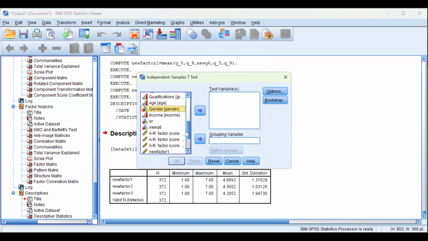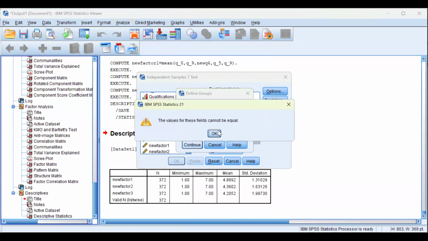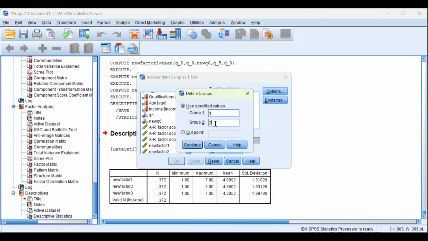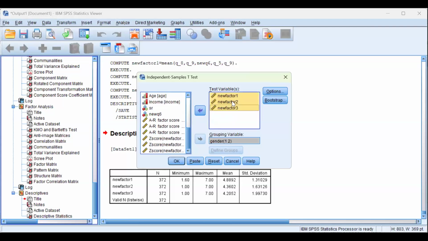So what you do is, you take gender, define groups, say 1 and 2, continue. Right? And what are the 3 factor scores which you are considering? New factor scores for this. So you're checking the mean difference between male and female: is the level of awareness different for gender or not, for all 3 factors or not. So you run that. Okay.